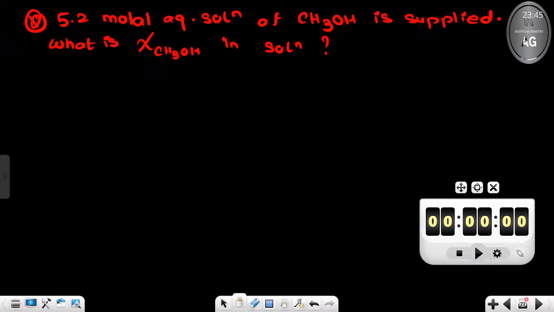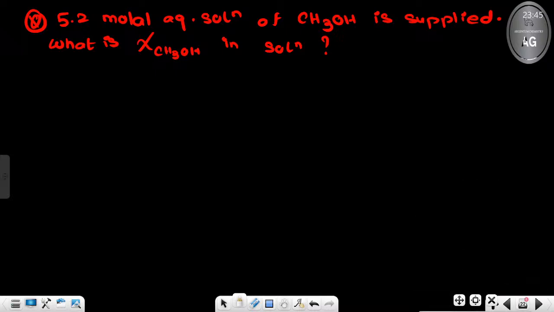Okay, let's see what the question says. 5.2 molal aqueous solution of CH3OH is supplied. What is the mole fraction of CH3OH? Okay, so what is given to us in the question is molality equal to 5.2, right? Aqueous solution of CH3OH is given in the question.